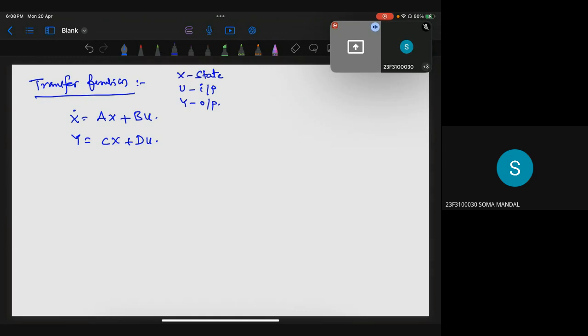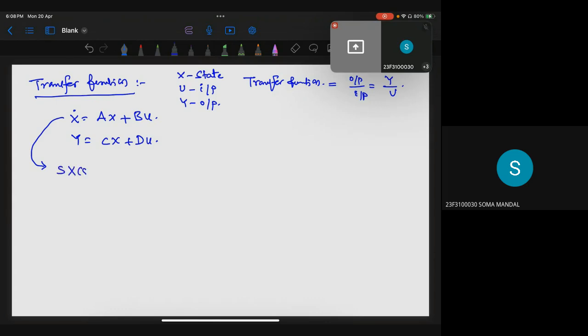Basically, what is the transfer function? What is the definition? Output by input. Output by input means Y by U. Let's try to find that. So first, let us consider this. Apply the Laplace transform. What do we get?